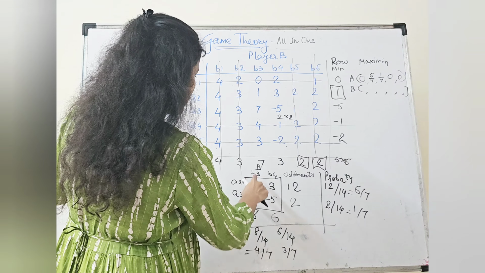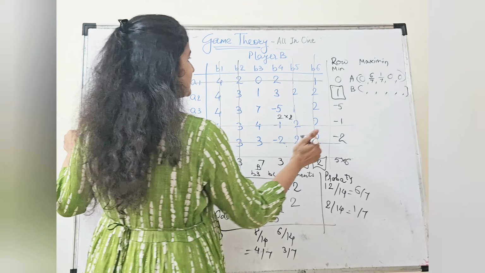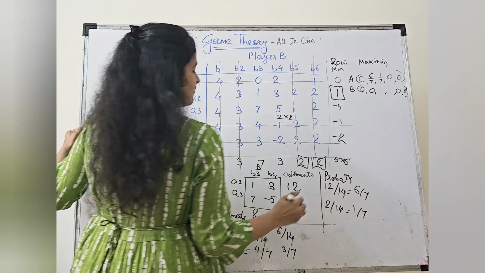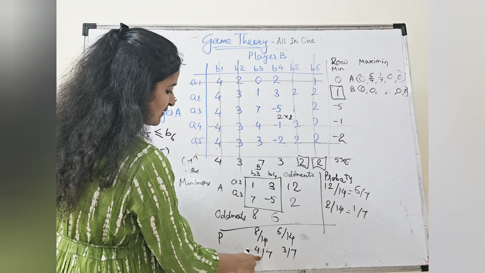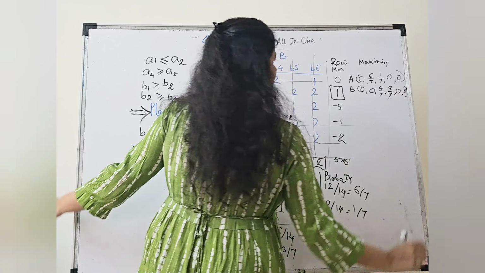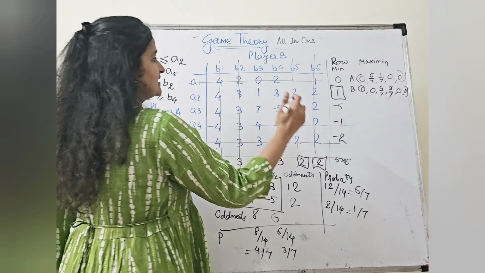Okay, now what about B? The same way, B is using B3 and B4. So all others are 0. What are the B3 and B4 probabilities? 4 by 7 and 3 by 7. So this is 4 by 7, this is 3 by 7. So up to this it is clear.